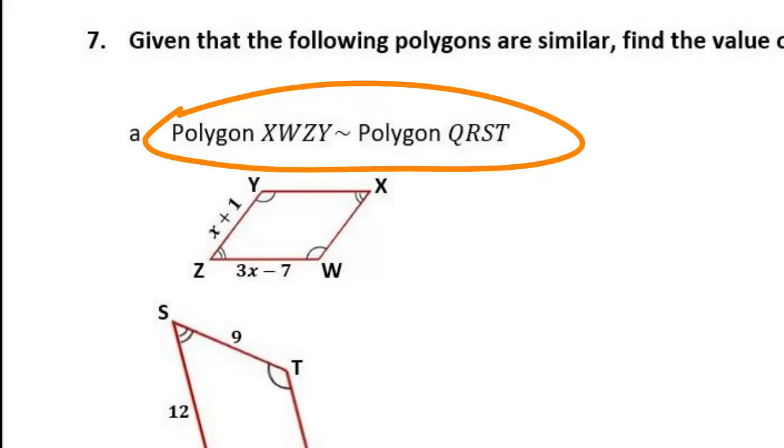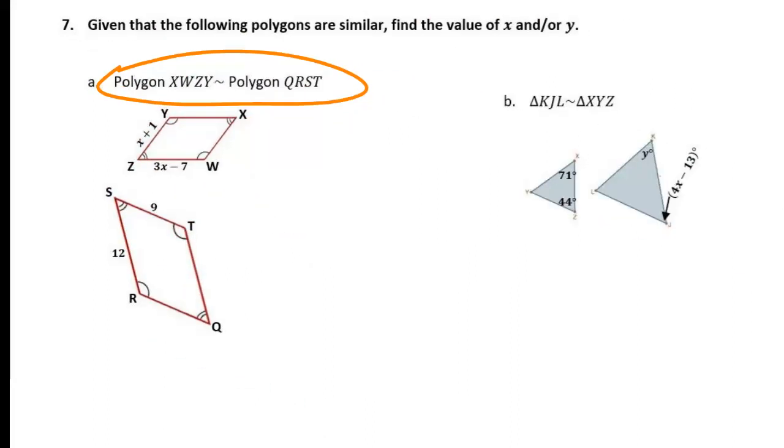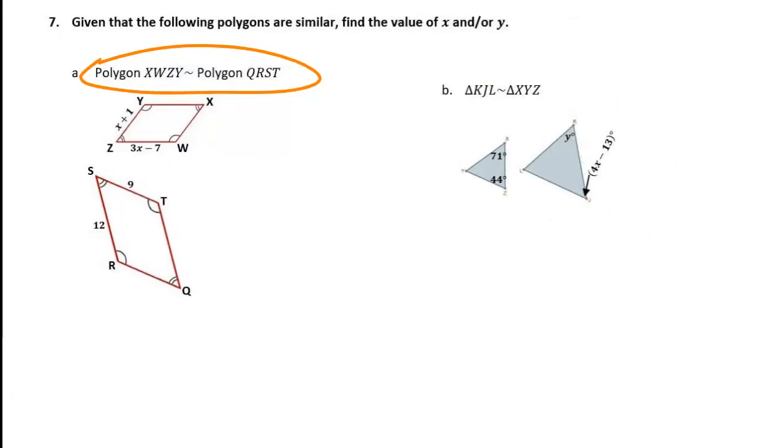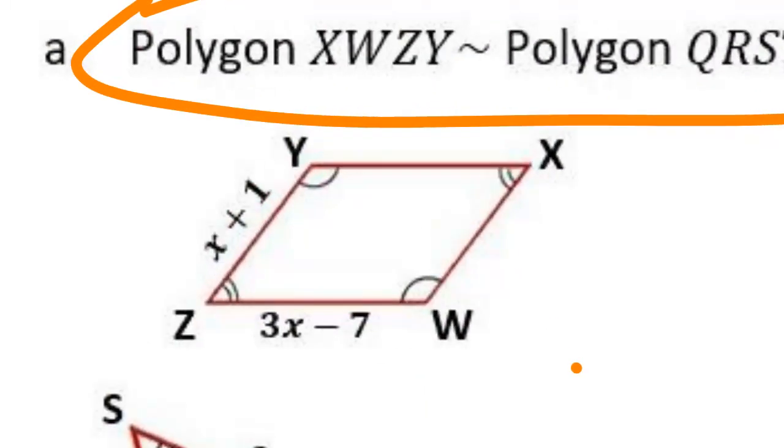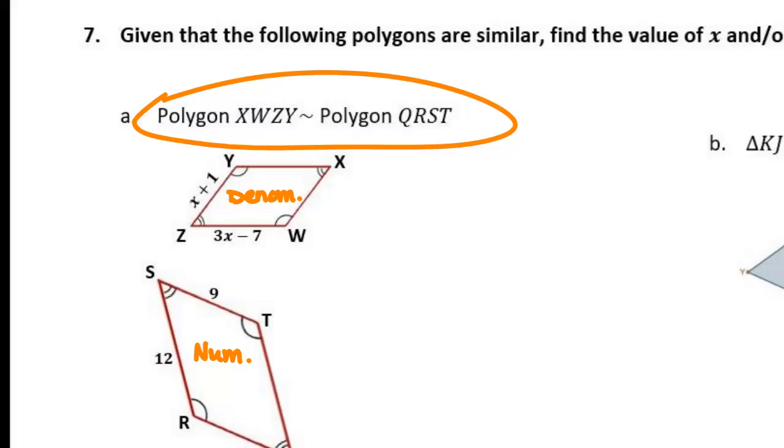Do we want the small parallelogram in our numerator, or do we want the big one? Because we have to stay consistent between these. Which one do you guys want to do? Small or big in the numerator? Big sounds good. So big parallelogram in the numerator. We're going to put the other one in the denominator. It does not matter which way you decide to do this as long as you stay consistent.